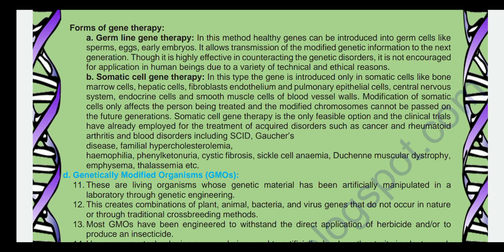Somatic cell gene therapy, where the gene is introduced only in somatic cells like bone marrow cells, hepatic cells, fibroblasts, endothelium that we have studied earlier, pulmonary epithelial cells for the respiratory tract, central nervous system, endocrine cells, and smooth muscle cells of blood vessel walls. So modification of somatic cells only affects the person being treated, and the modified chromosomes cannot be passed on to future generations.